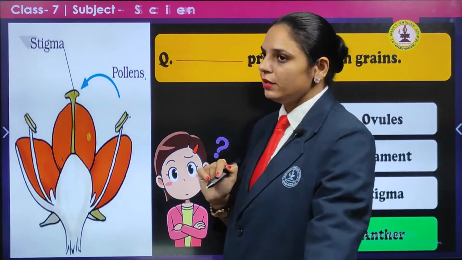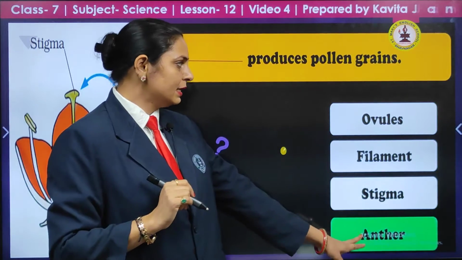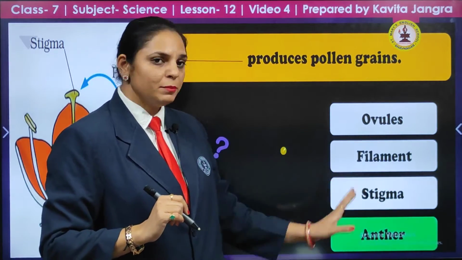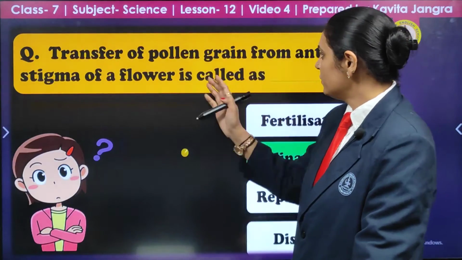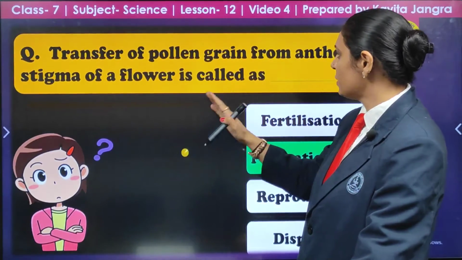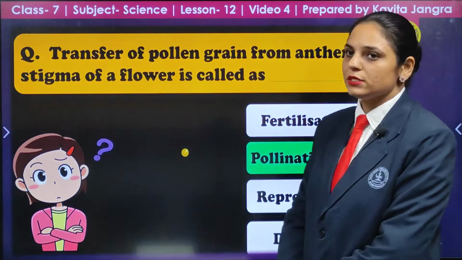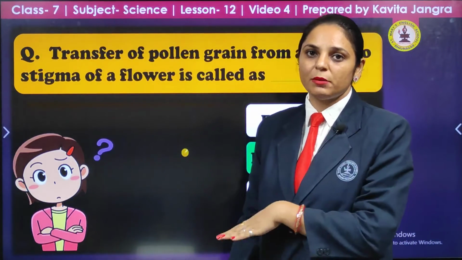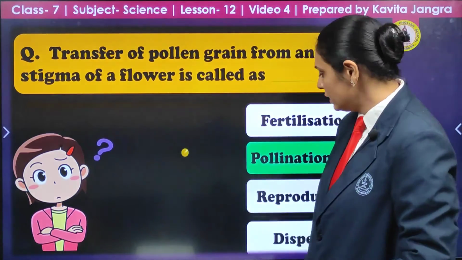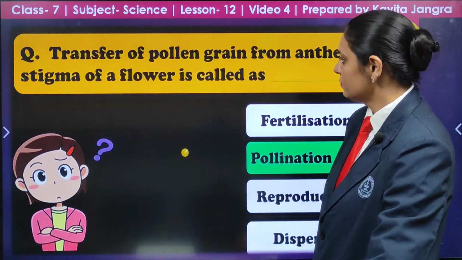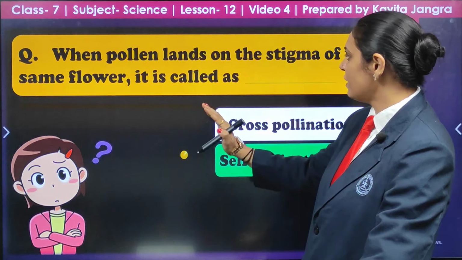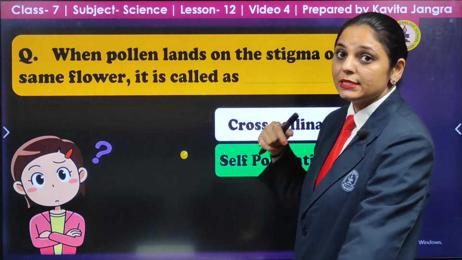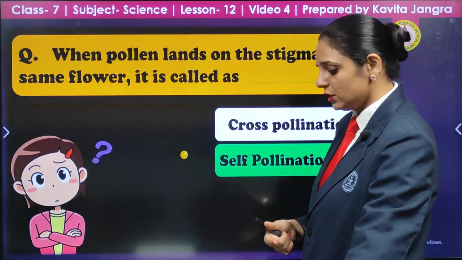So here, which part produces pollen grains? Yes, exactly, the anther. The others are different parts. The transfer of pollen grains from the anther to the stigma of a flower is called pollination. Now when pollen lands on the stigma of the same flower, it is known as self-pollination.